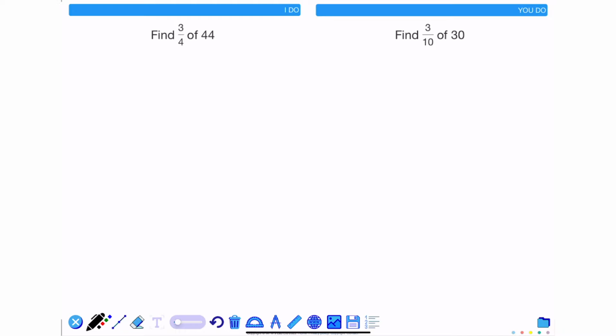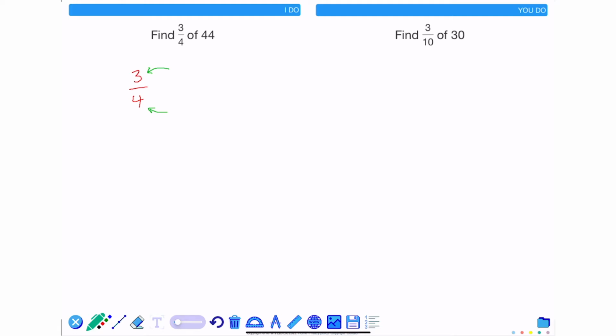In this video, we're going to take a look at how we can calculate a fraction of an amount. First of all, looking at the question on the left-hand side, I need to find 3/4 of 44. Looking at the fraction 3/4, the denominator tells me how many parts I need to divide 44 into, and the numerator tells me how many of those parts I need.